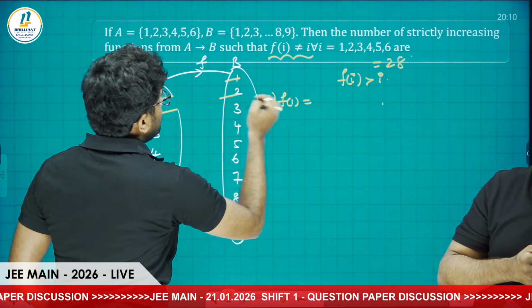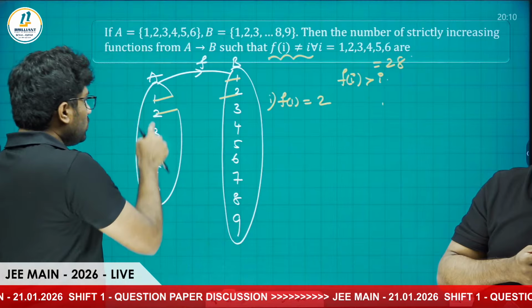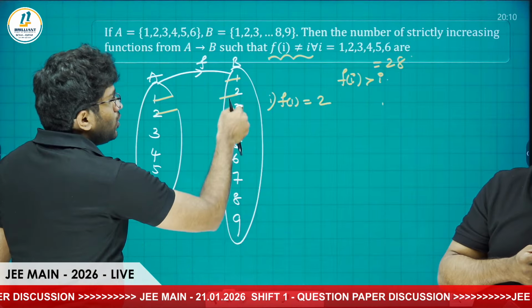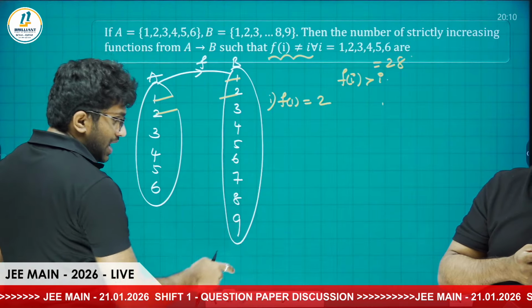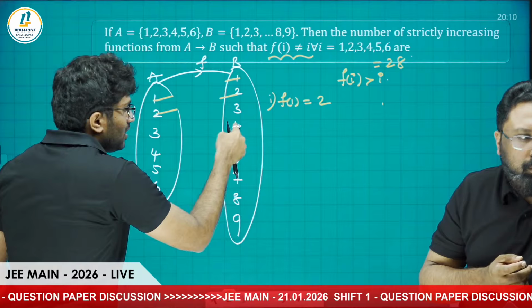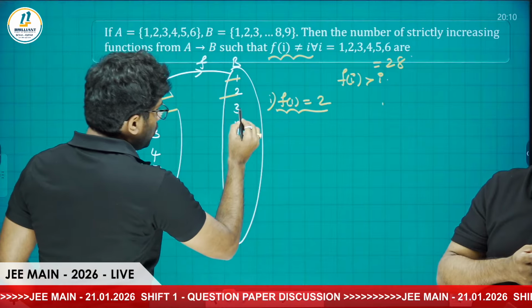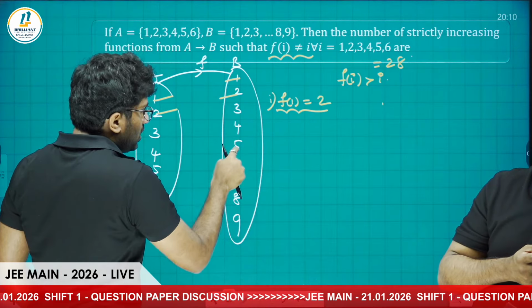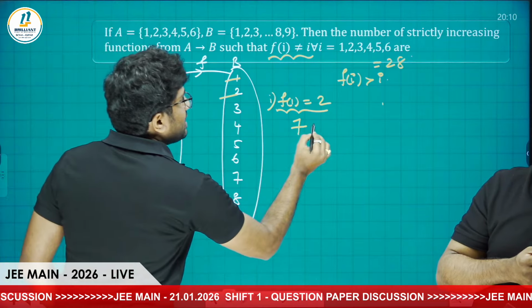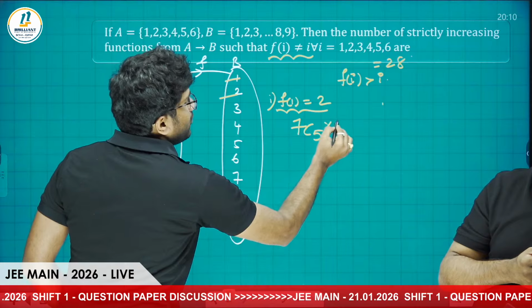f of 1 anyhow shouldn't be 1. If f of 1 is equal to 2, then these 5 elements 2, 3, 4, 5, 6 should map with 3, 4, 5, 6, 7, 8, 9 in such a way that if f of 2 is 3, f of 3 should only be 4 or 5 or 6 or 7 or 8 or 9. When f of 1 is equal to 2, I have 7 elements. Out of these 7 elements, I select any 5, 7C5, and the selected elements can be arranged in only one way. So 7C5 into 1. This is one case.